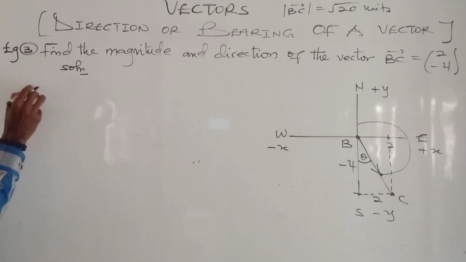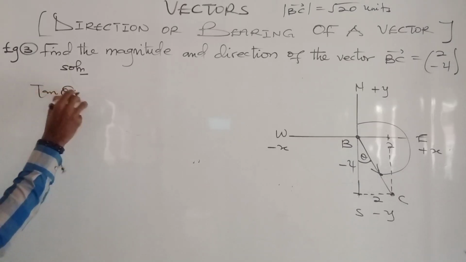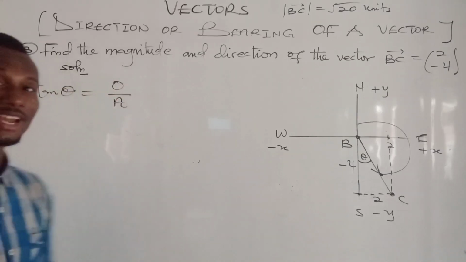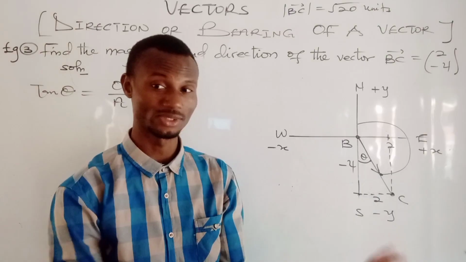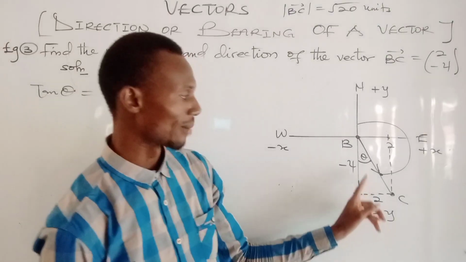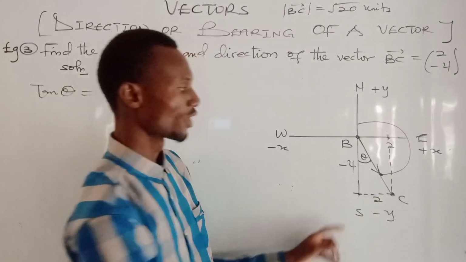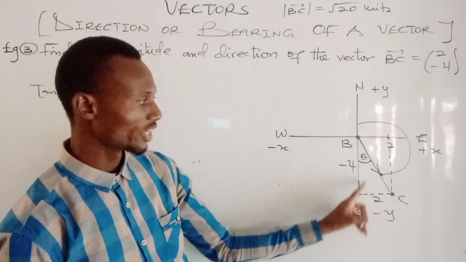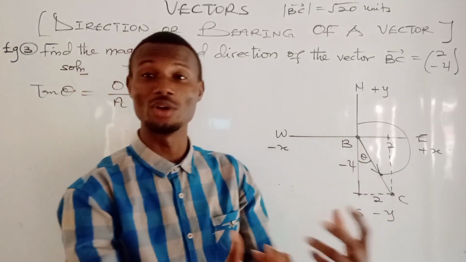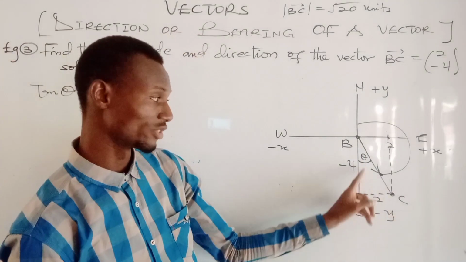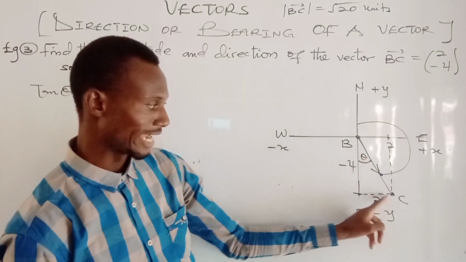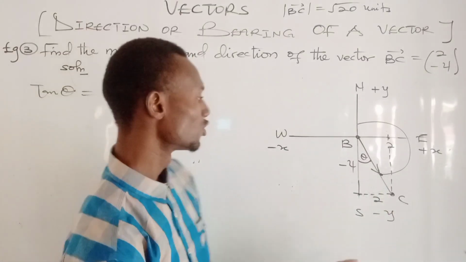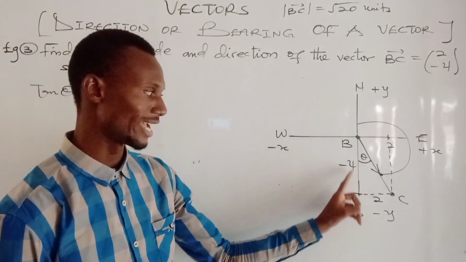So we know that tan theta equals opposite over adjacent. This we've explained a lot in the previous videos. So let's come to the diagram. Considering this right angle triangle, you can see that the opposite is the 2, because the side of the triangle which is opposite to the angle theta is what we consider as the opposite. Look, this side of the triangle is opposite to the angle theta, so that's the opposite. And the adjacent is the -4.